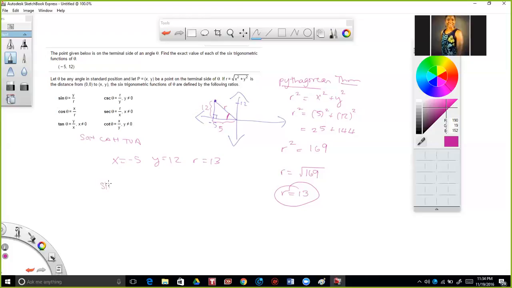All right, so sine of theta is y over r, so that's 12 over 13. Cosine of theta is x over r, so that's a negative 5 over 13, and then tangent theta is y over x, so that's a negative 12 over 5. And then you do the same for cosecant theta. That would be the inverse of sine, so that would be 13 over 12. And then secant.